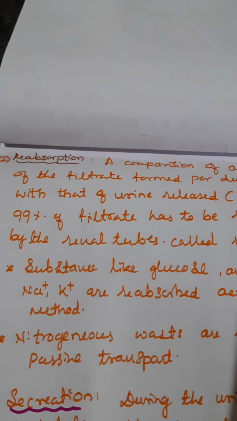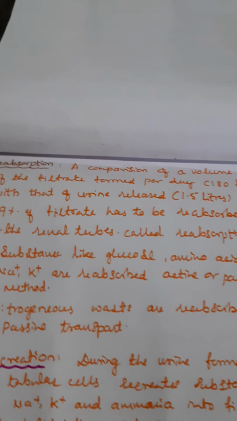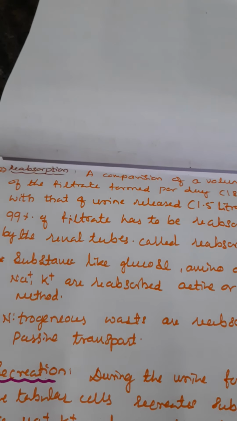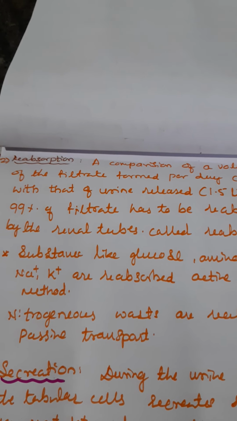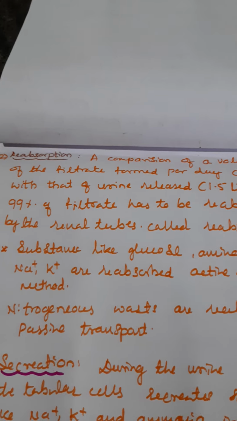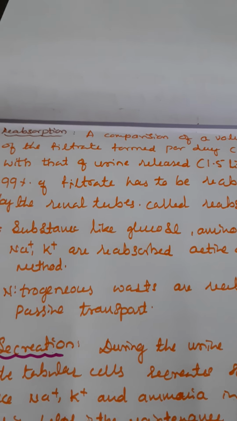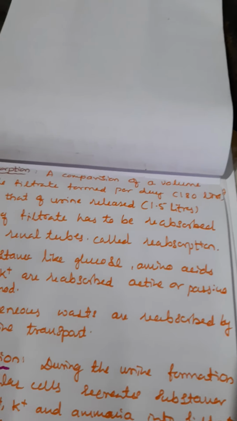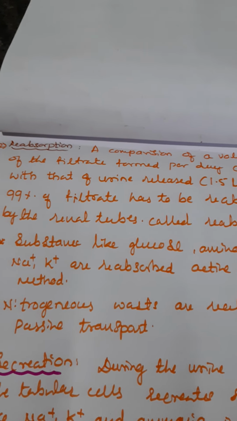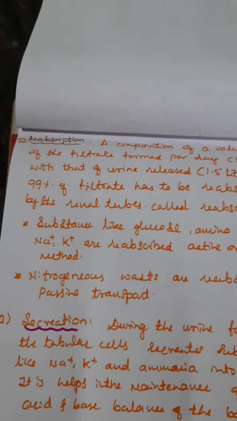This is the second step. Substances like glucose, amino acids, sodium and potassium ions are reabsorbed. Ions are reabsorbed by active or passive methods. Nitrogenous wastes are reabsorbed by passive transport. This type of mechanism takes place in the second step.